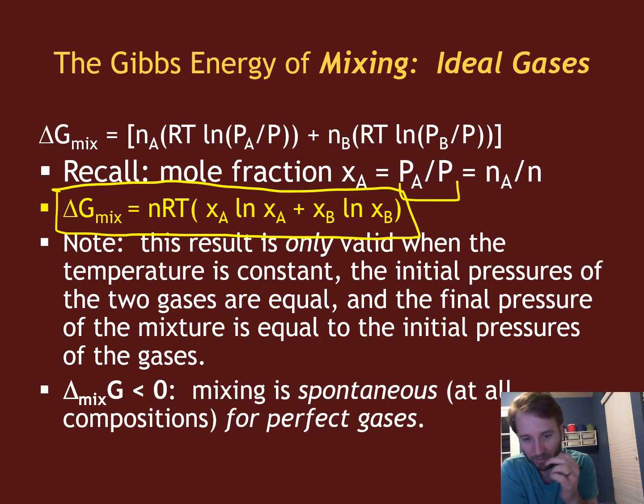Now note here that the mole fraction is always a number less than 1, so those natural logs are always going to be negative values. So this delta G of mixing for an ideal gas is always going to be negative. And to no one's surprise, at constant temperature and pressure conditions, the mixing of two gases is always spontaneous.